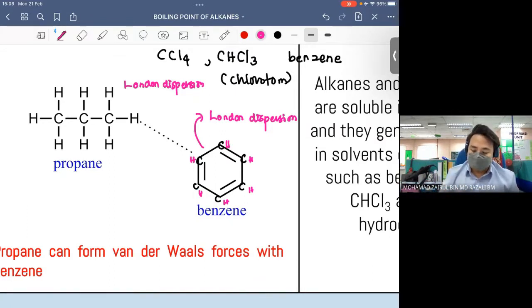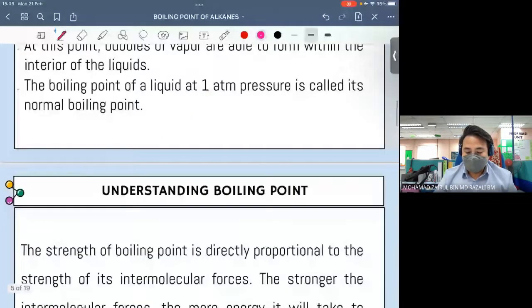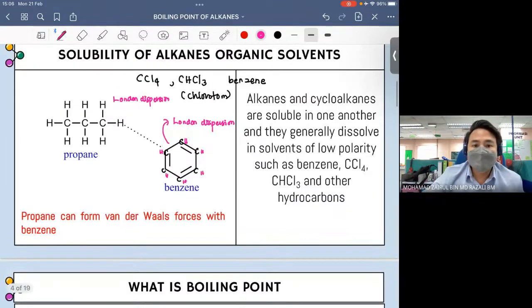Okay. So now, kita solubility, ada apa-apa soalan berkaitan solubility? Any question?